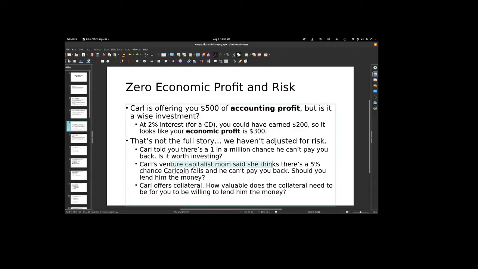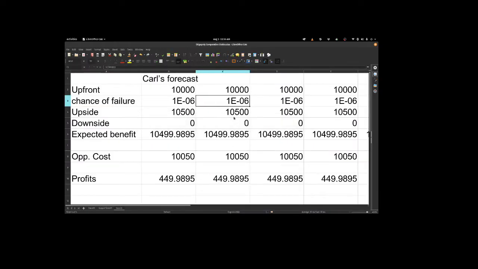Carl's mom is a venture capitalist, and she's going to be biased in Carl's favor, but she thinks there's a 5% chance Carl Coin fails and he doesn't pay you back. And that's going to have a big impact on our expected outcome. So at a 5% chance of failure, now our expected benefit is less than the money we put in initially, right? So we put in 10,000 bucks. If we had 20 deals just like this, one of them would fail, and the net result would be that the average outcome would be $25 less than we started with.